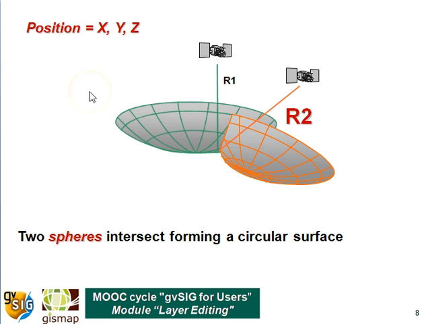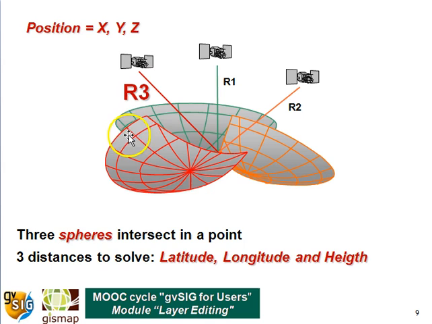Then if I have 2 satellites, I could be anywhere on the intersection between the 2 spheres, but I need to define exactly the point, not anywhere in an intersection. Thus, I need 3 satellites. In this case, the 3 satellites identify exactly a point in which the 3 spheres intersect each other. So 3 distances help me to solve latitude, longitude, and height.